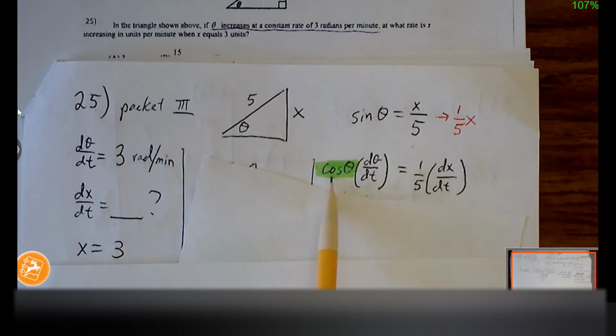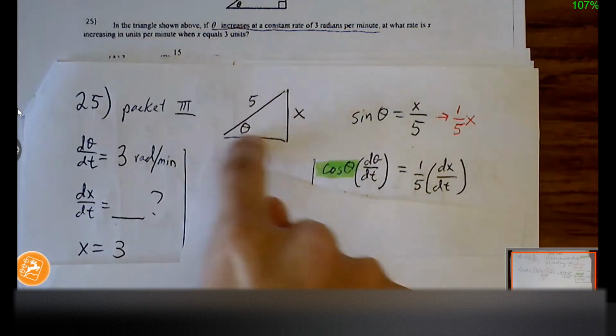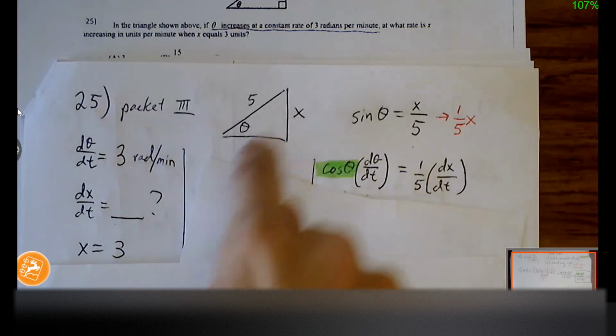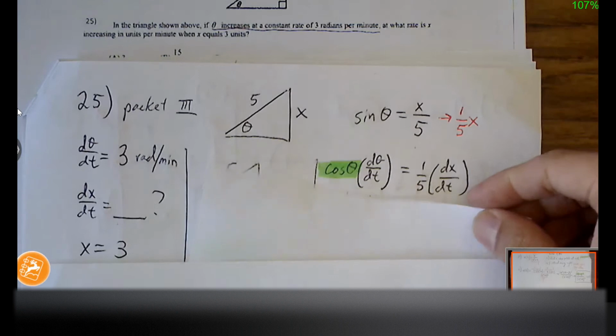But the one thing that we have to resolve is that cosine theta. So we want to find a fractional ratio that we can replace cosine theta with. So we're going to create a second triangle, and the second triangle that we're going to fill in all the side values so that we can determine the ratio at that moment in time.